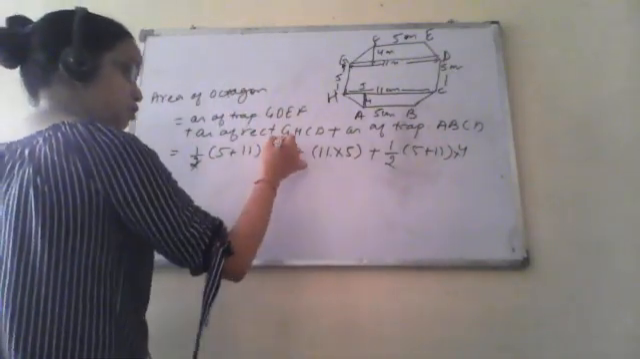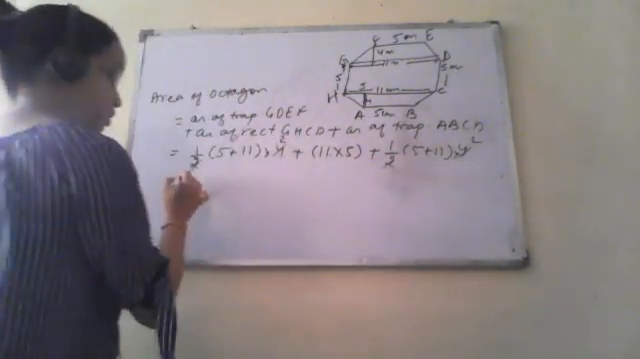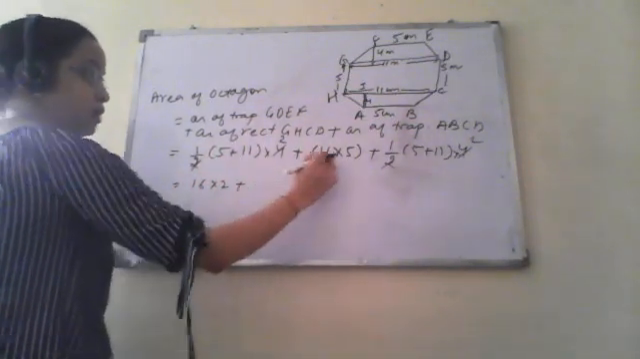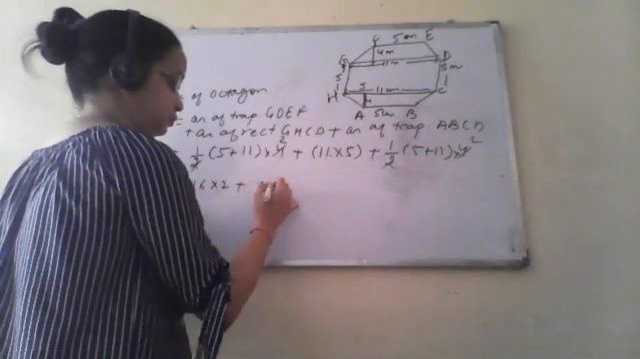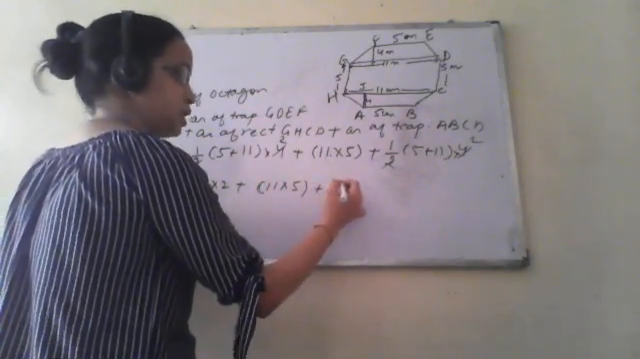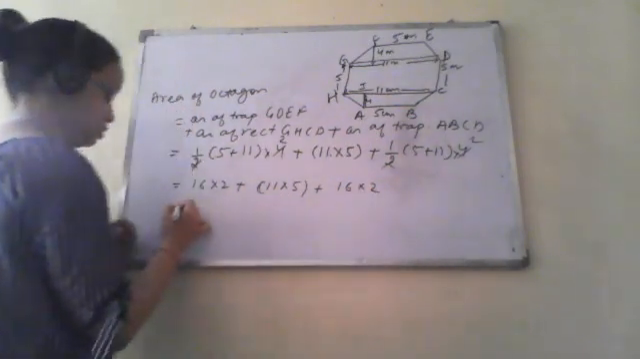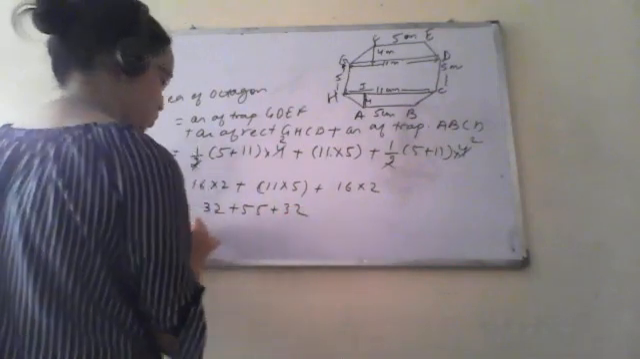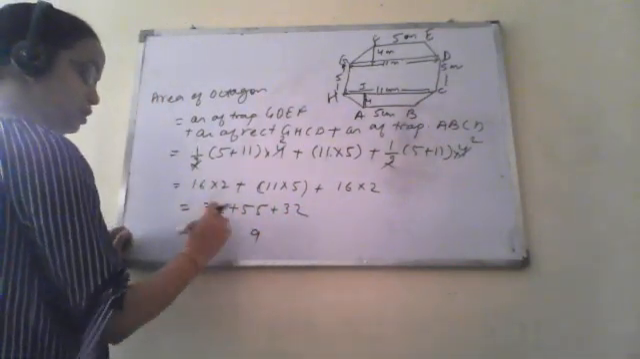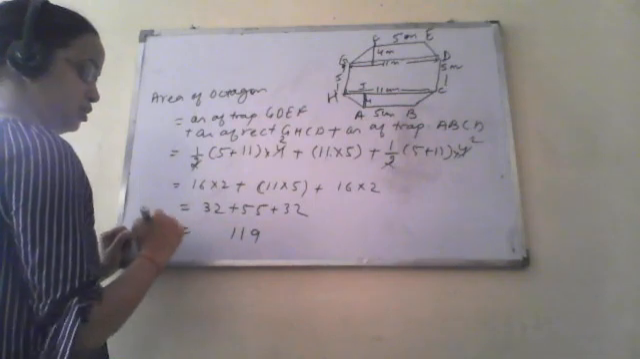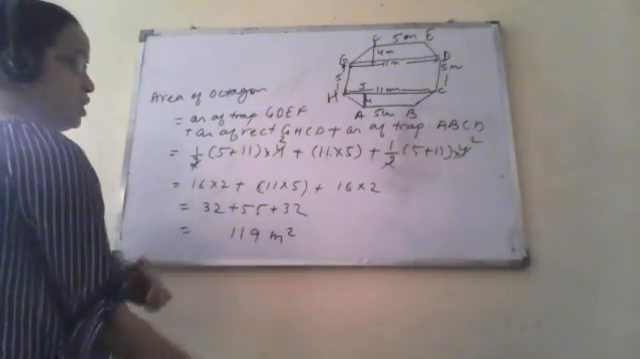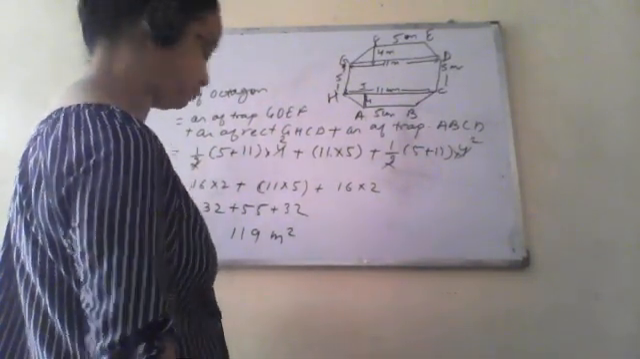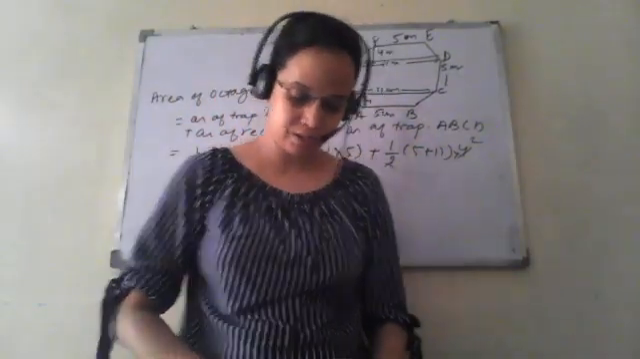So 5 plus 11 is 16, into 2, plus 11 into 5, and again 16 into 2. So this is 32 plus 55 plus 32, which is 119. Clear? So the area of this octagon will be 119 meter square. I hope it is clear.